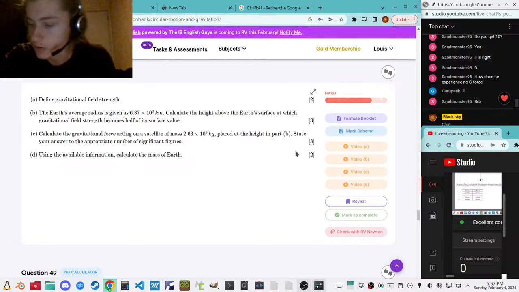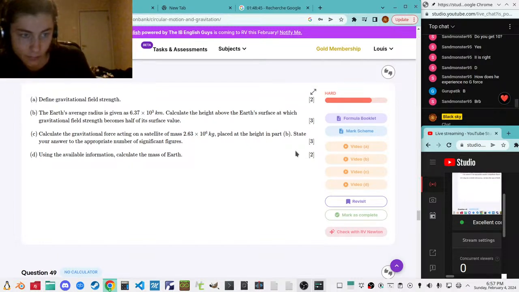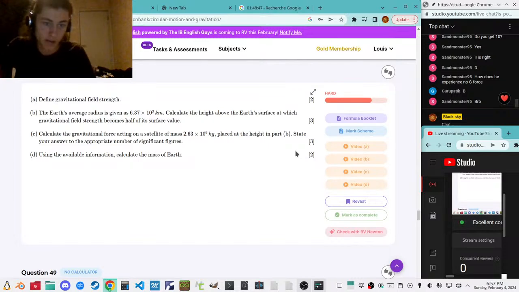Find gravitational field strength. It's always the same. The Earth's average radius is given by 6.37 times 10 to the 3. Calculate the height above the Earth's surface at which the gravitational field strength becomes half of its surface value.